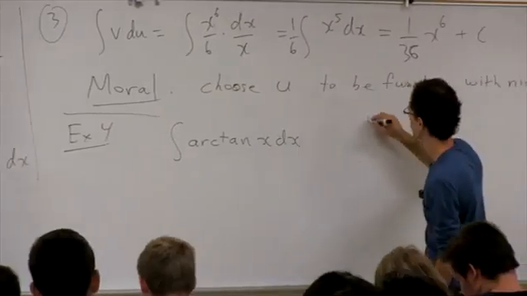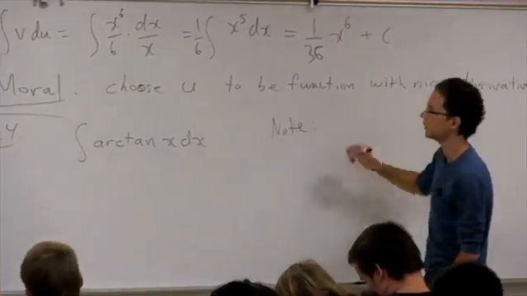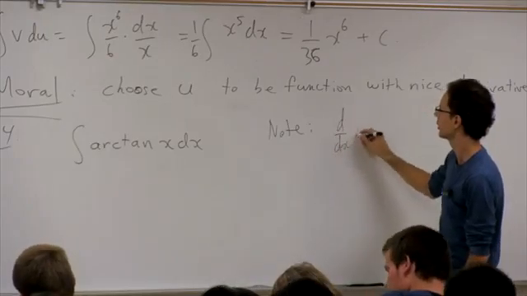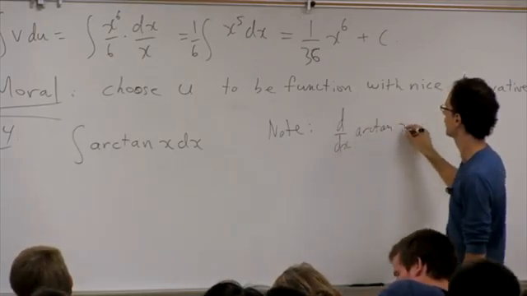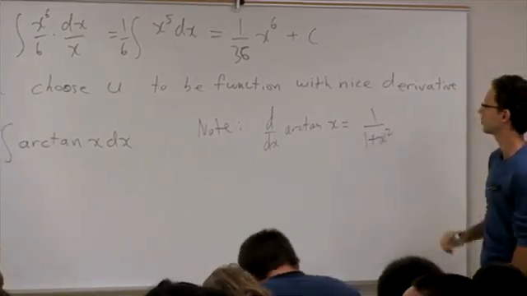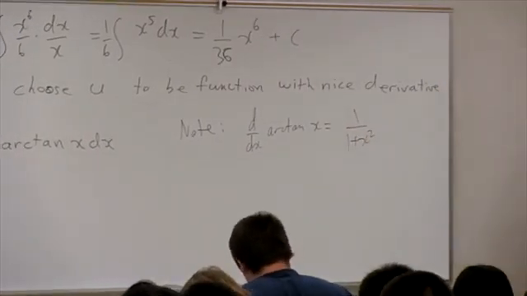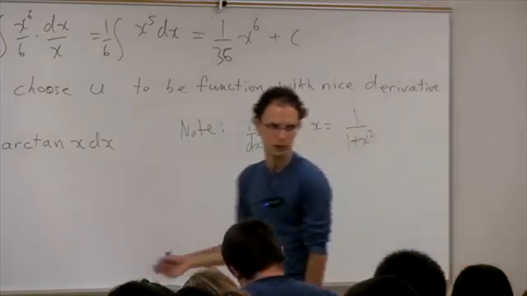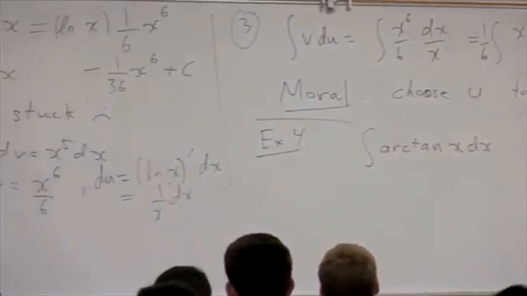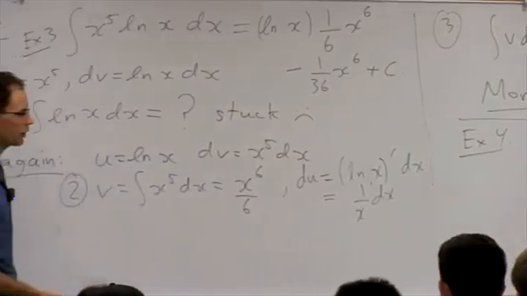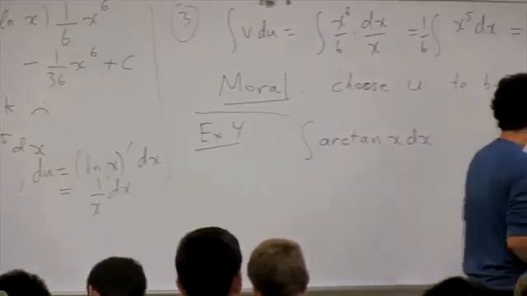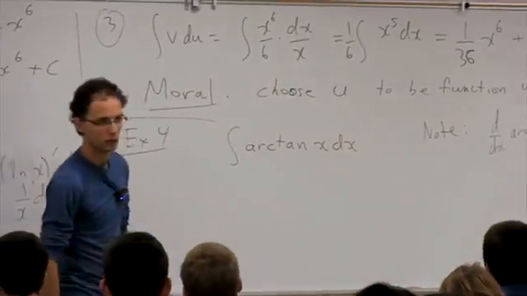Just write this as a note: the derivative of arctan x is 1 over 1 plus x squared, which is quite a nice derivative. It may not seem like an amazingly nice one, but it's clean. You actually can understand it pretty well. Arctan, the inverse of the tangent function, is not immediately obvious what it is. But its derivative is nice, as we know.